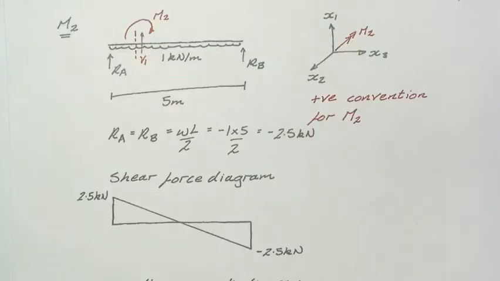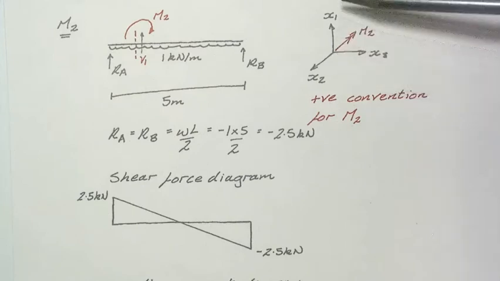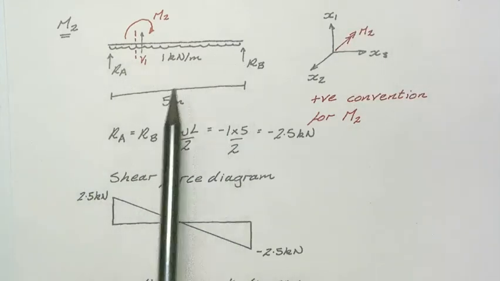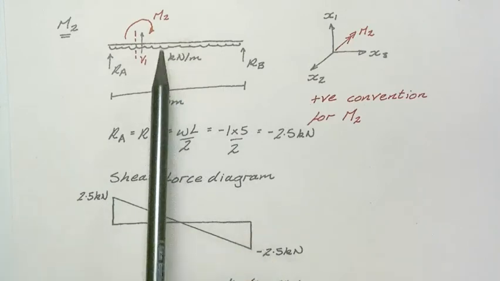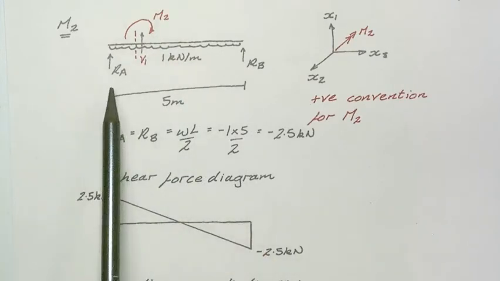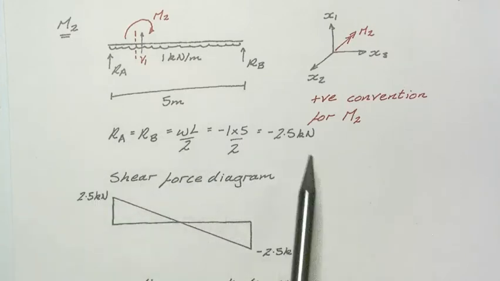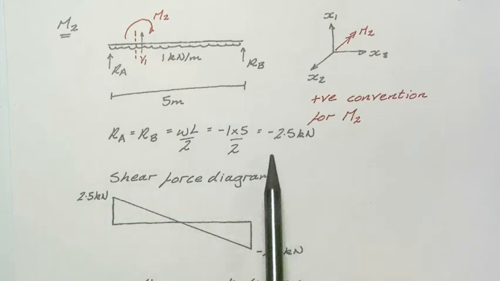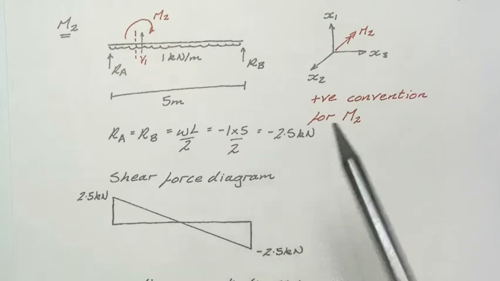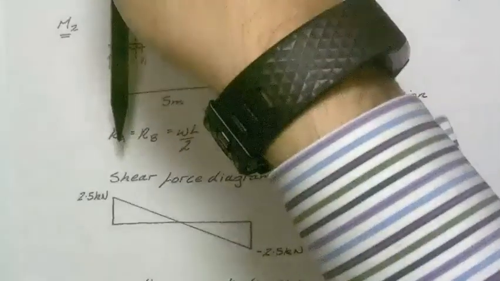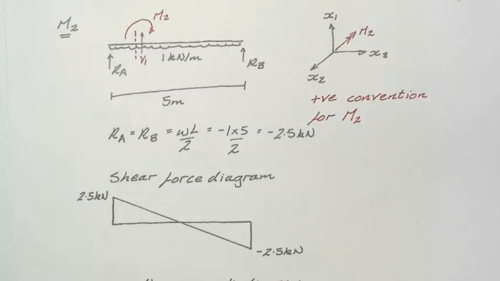The loading, because it was going in the positive X1 direction, I've shown on the underside of the beam as if it's pushing in this direction. I've shown RA and RB in the positive convention, and when we go on to calculate them, we'll find that they come out as a negative value, which simply indicates that they're acting in this direction, like so.